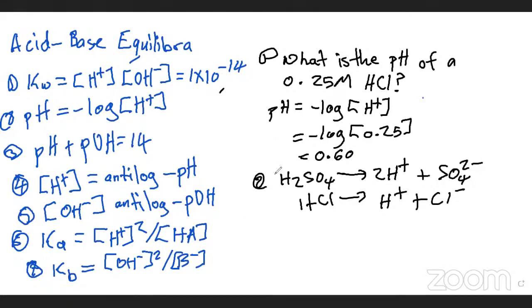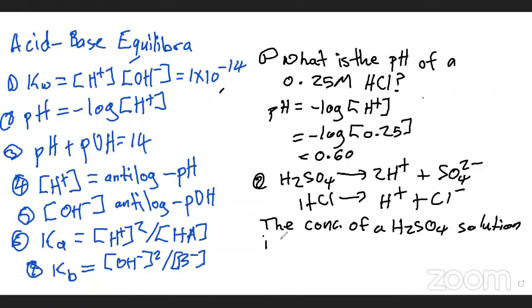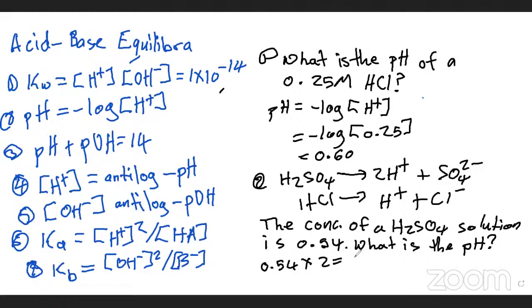So for example, the concentration of a sulfuric acid solution. The first thing we need to do here is multiply 0.54 times 2. I think that should give us 1.08. Let me check. Yes.